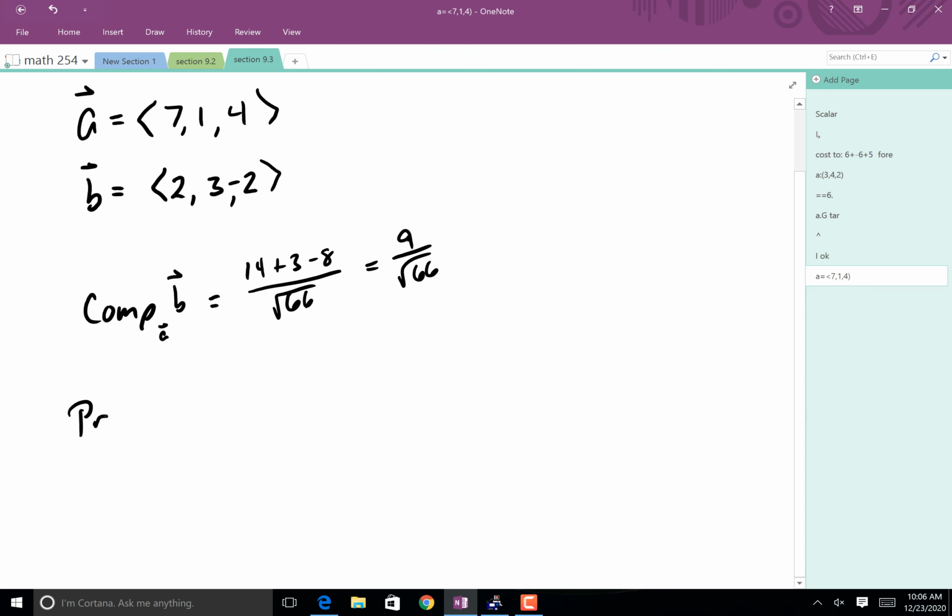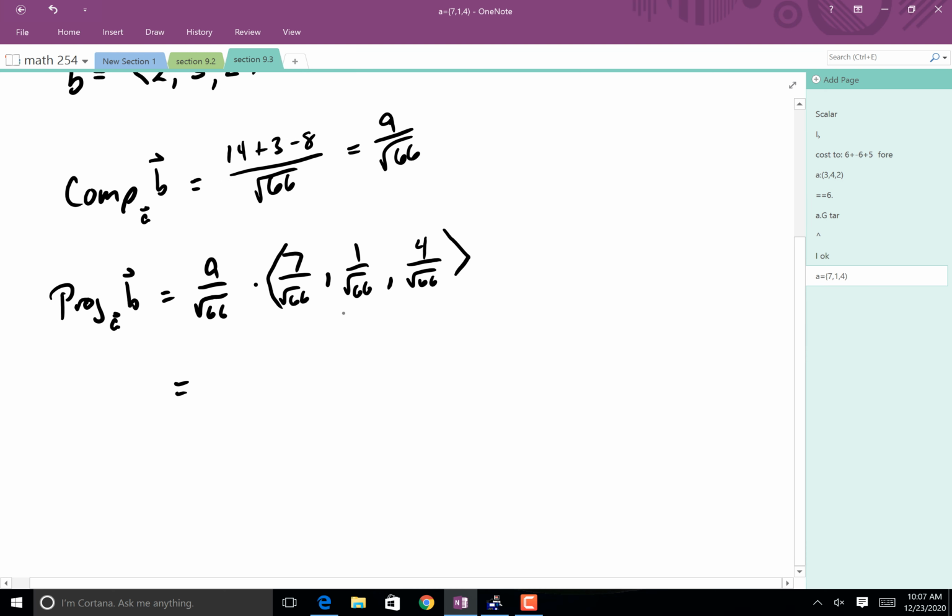So then the vector projection is simply this: 9 over root 66, times 7, 1, 4 over root 66. Because we found that the magnitude was the square root of 66, we literally divide by that and multiply it through. That's kind of gross. So watch me pull the square root of 66 out and get 9 over 66, times 7, 1, 4.